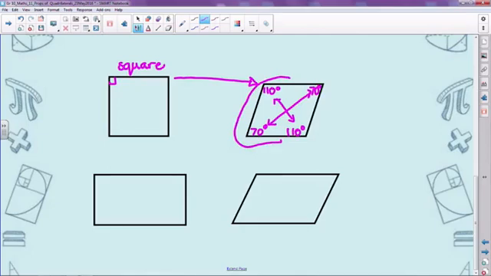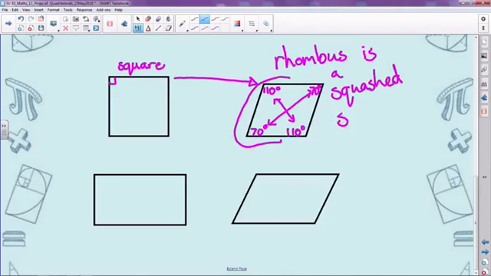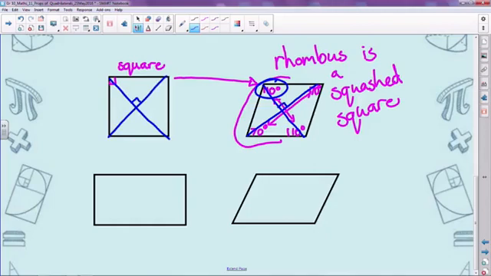So a rhombus is a squashed square. And that means it has all of the same characteristics as a square, except for the things that are affected by the squash. And the things that are affected by the squash are the angles and then the lengths of the diagonals. But the diagonals are still going to meet at 90 degrees. So they're still perpendicular to each other. Also, they're still going to bisect each other.